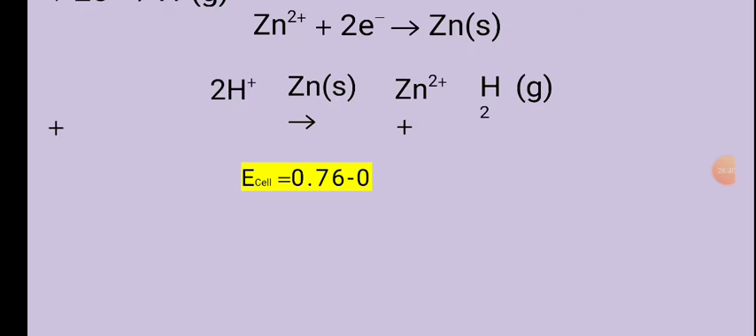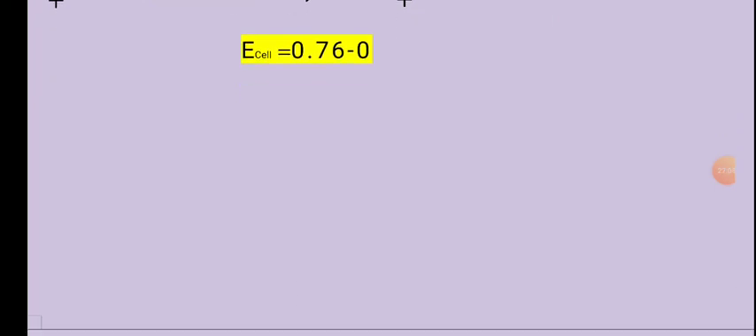0.76 at standard condition. As it is positive, ΔG is equal to minus nFE cell, where nF is positive, in the voltaic cell. So as E is positive, the ΔG value will be negative. So ultimately the cell will work, and this type of cell will work.